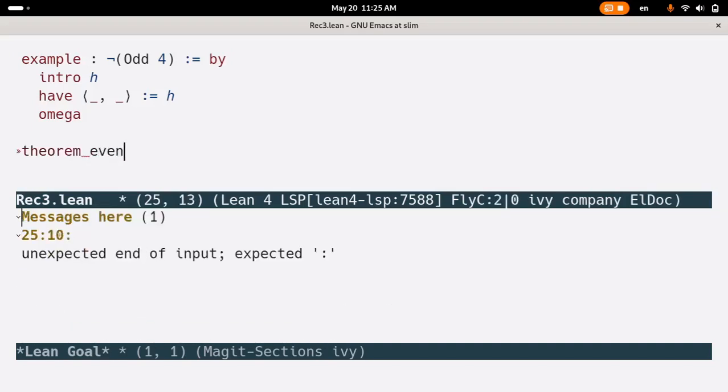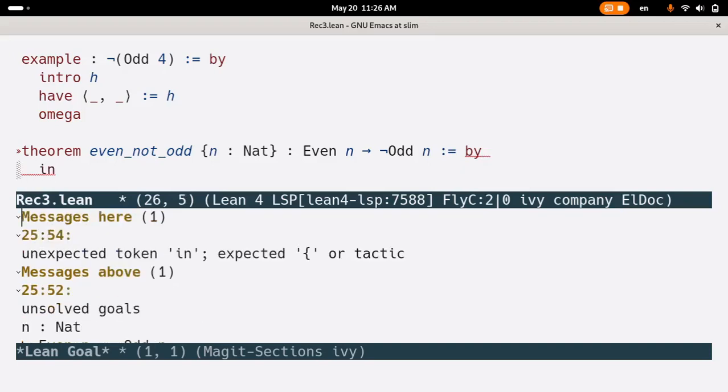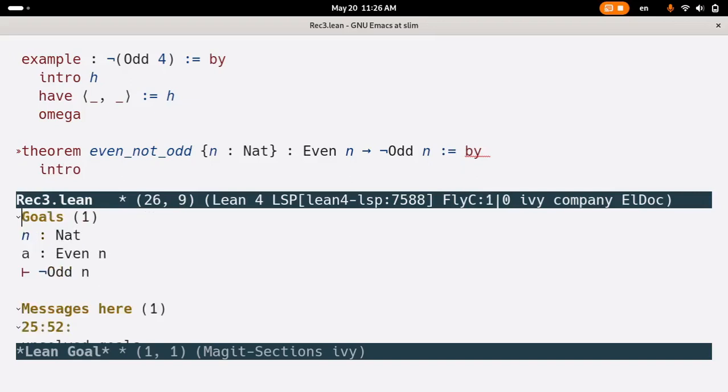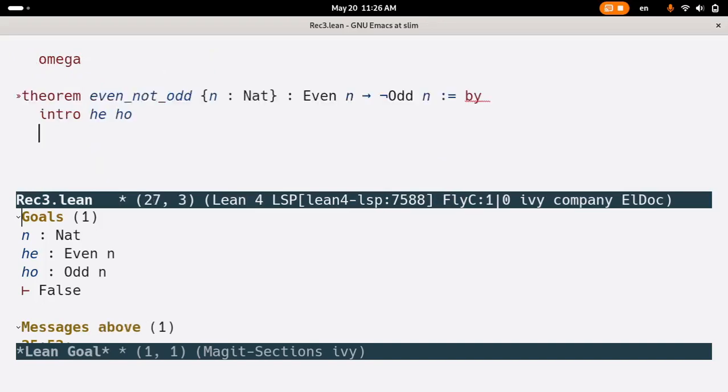Using the same technique, we can prove the more general theorem that an even number is not an odd number. So here n is a natural number, and we want to conclude that if n is even, then it cannot be odd. We enter the tactic mode and introduce the hypothesis that n is even, and then to prove the negation, we introduce the hypothesis that n is odd.